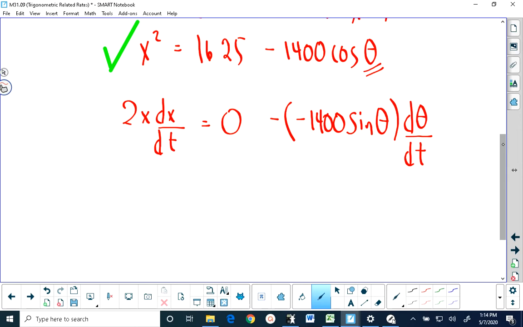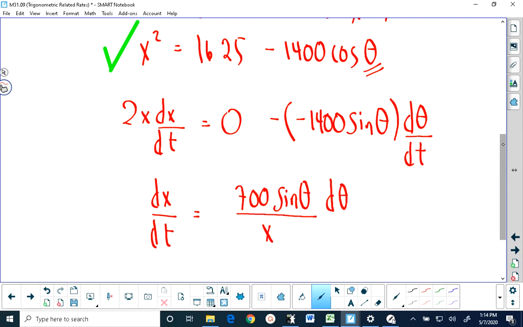When we divide both sides by 2x to solve for dx/dt, which is what we are after in this question, we're going to have 700 sine theta over x multiplied by d theta/dt. The 1400 divided by the 2 gives 700. We also have to divide by the x. That's why there's an x on the bottom. So now all that remains is we have to put in the numbers for all of these unknowns on the right-hand side.